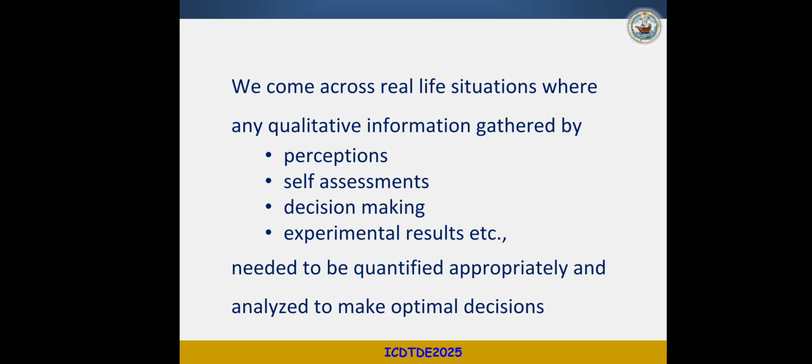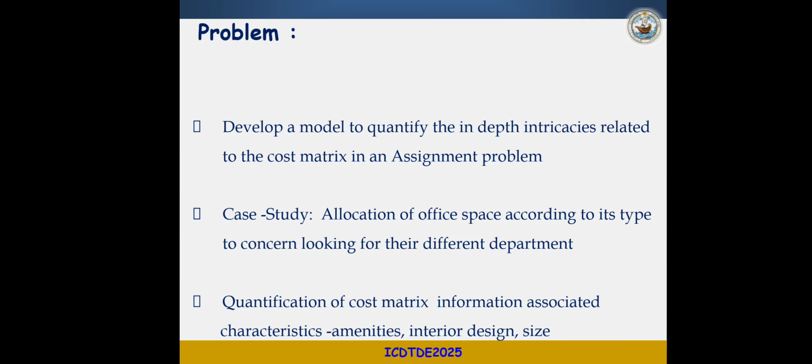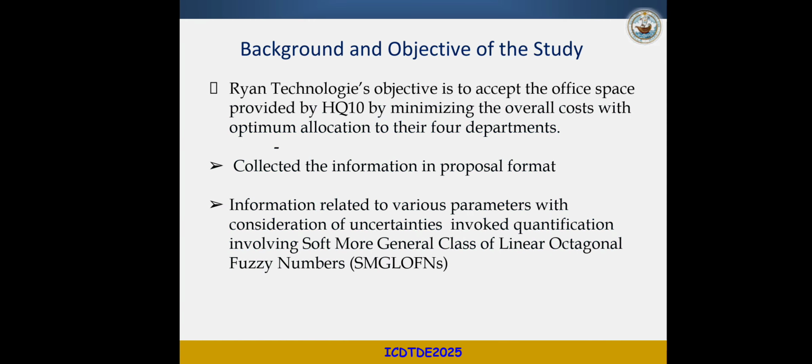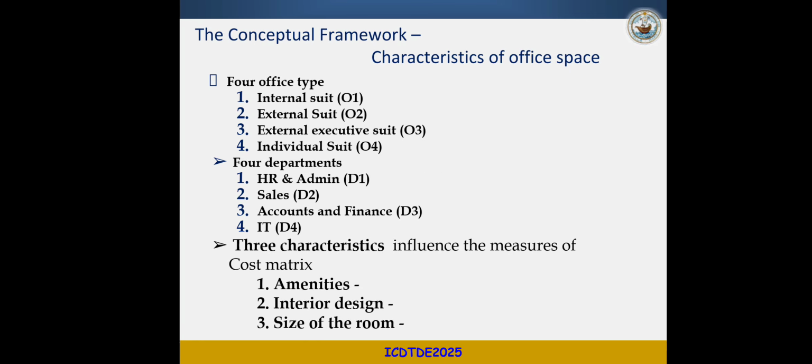In general, in any real life problem we come across qualitative information, and it needs appropriate quantification. So what is the problem in our hand? We have an assignment problem where the cost matrix involves characteristics as well as impreciseness. So it has been quantified using the information associated with the characteristics of the offices in our case study, like the amenities, interior design, size, and so on. For our study, we have collected the data from HQ10, and the data has been collected in a proposal format, and the uncertainties involved are developed using it.